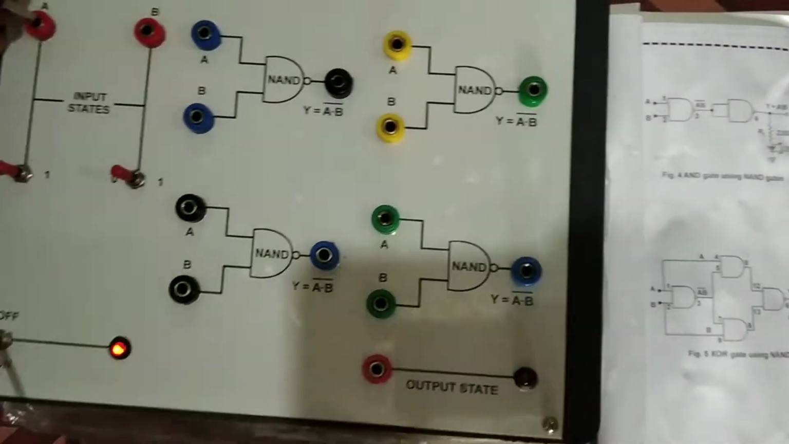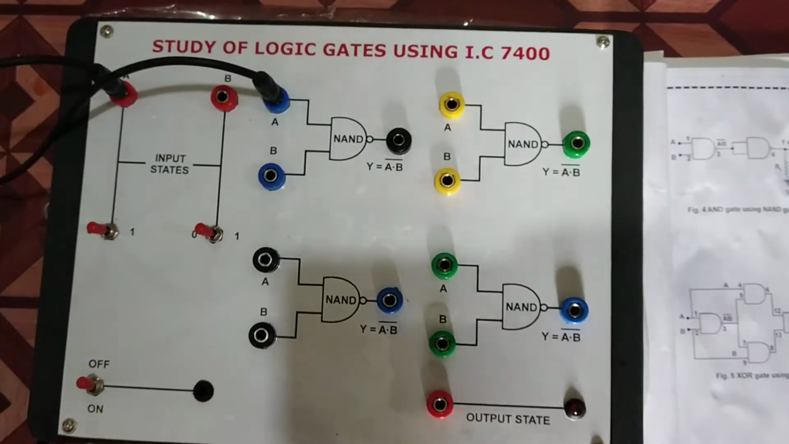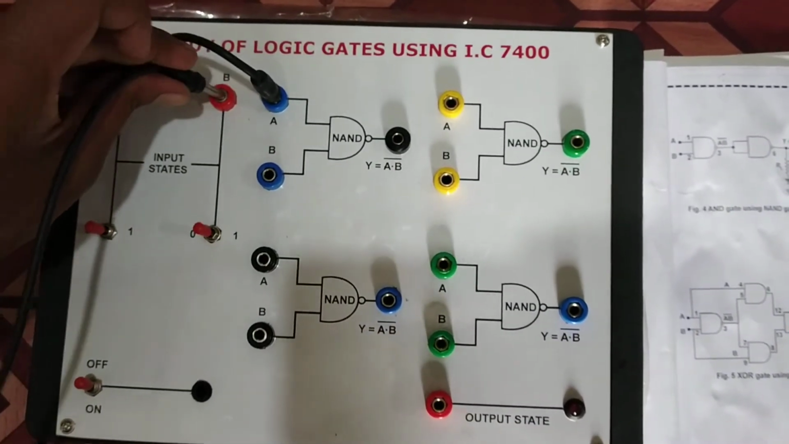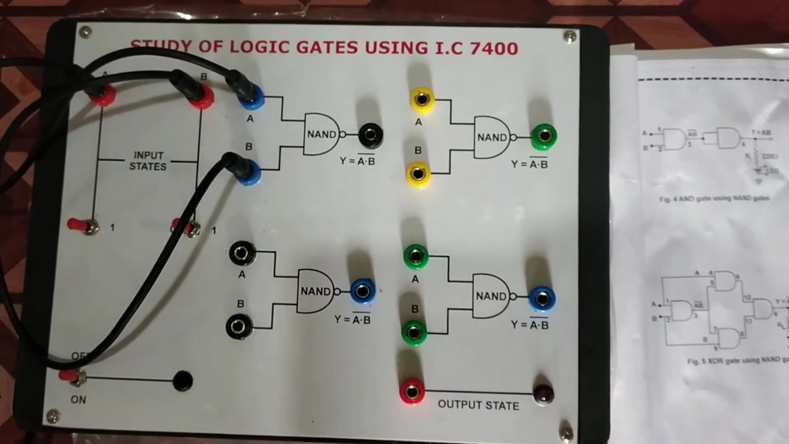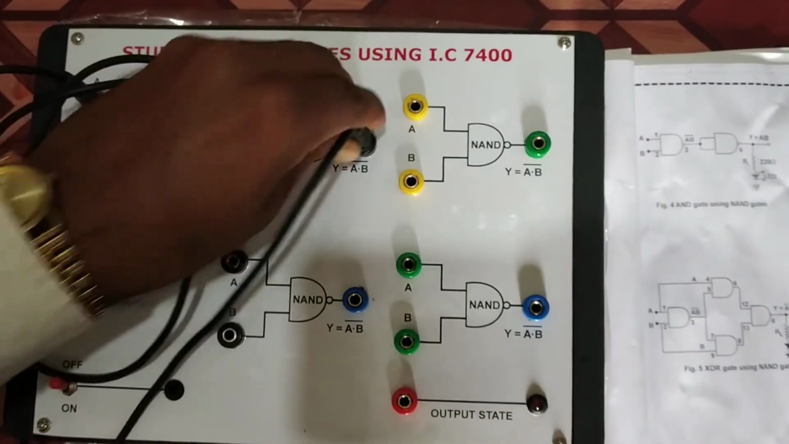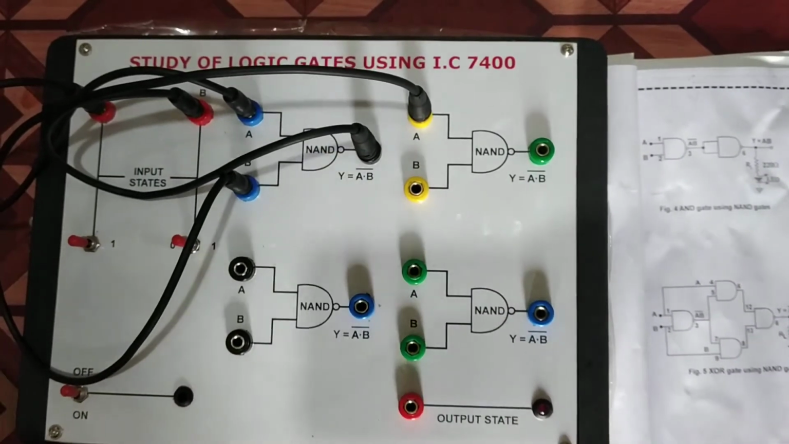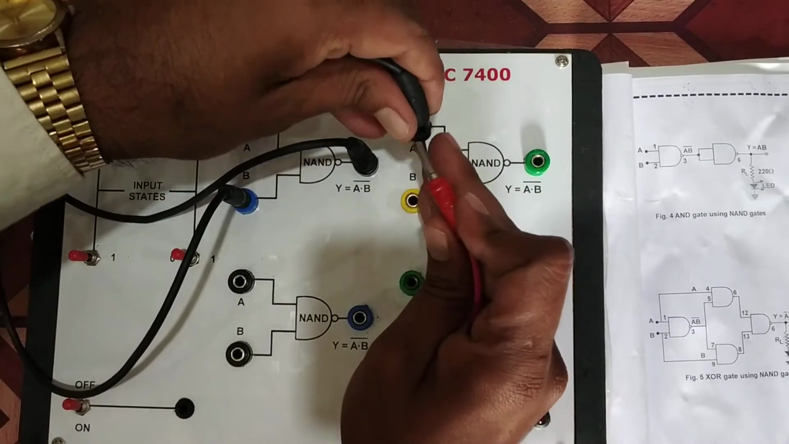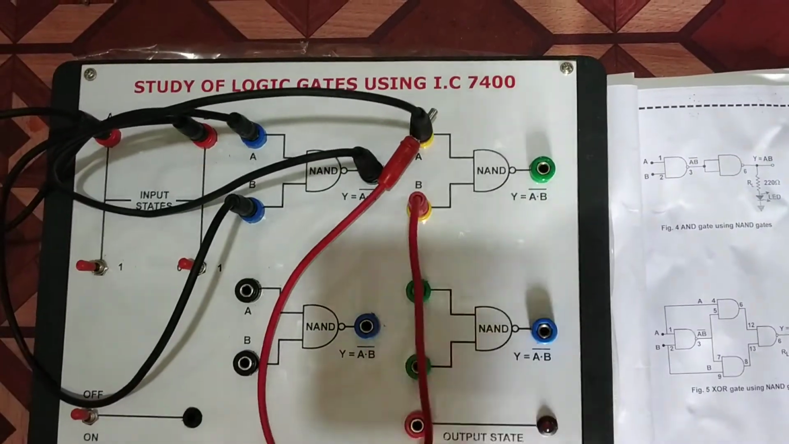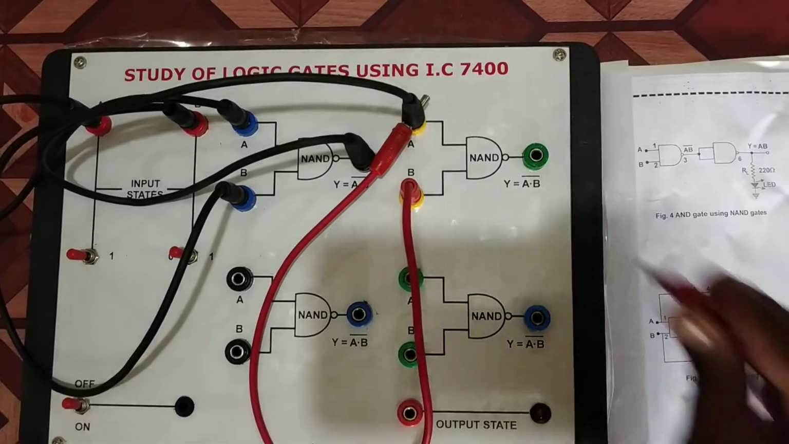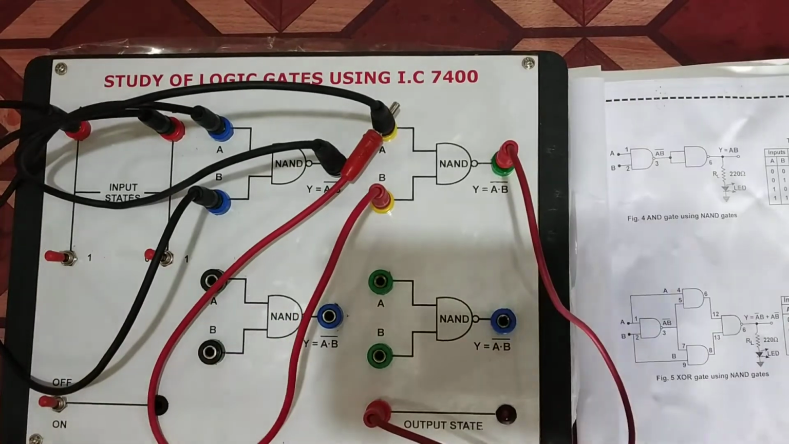Now we have to verify the AND gate by using the NAND gates. Connect the input A to the NAND gate input A, and connect the input B to the NAND gate input B. Connect the output of the NAND gate to the other input of the NAND gate, and connect that input A to the input B. Finally, connect the output of the NAND gate to the output socket.